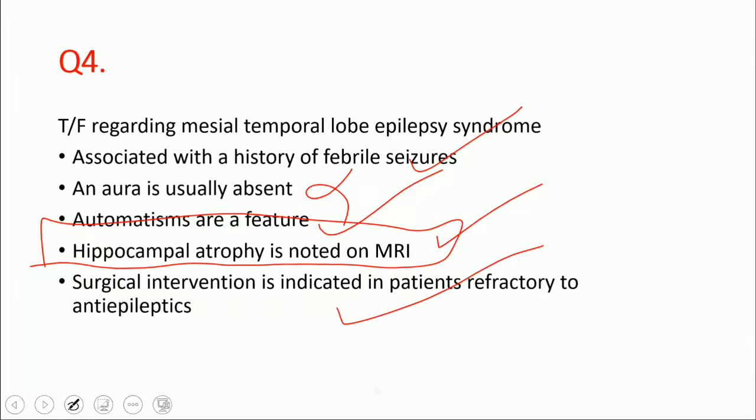And I'm not sure if I'm pronouncing this right. What is mesial temporal lobe epilepsy? Mesial temporal sclerosis. Mesial is just a name for the hippocampal region. It's an anatomical term.